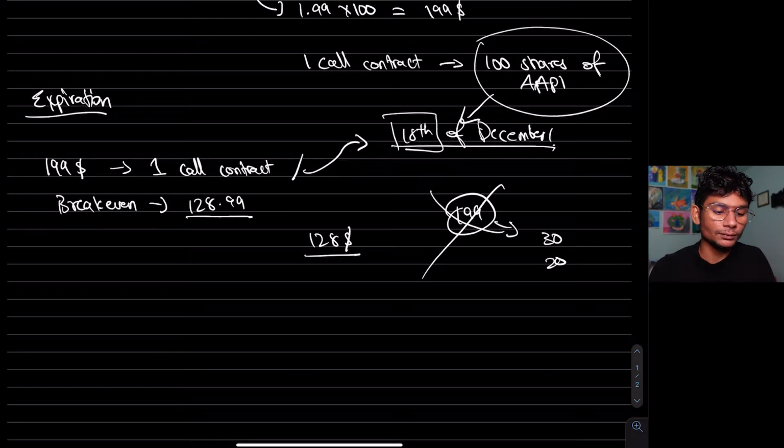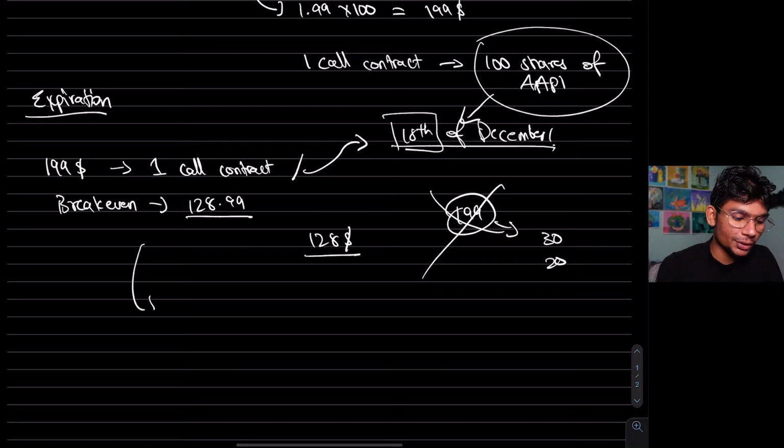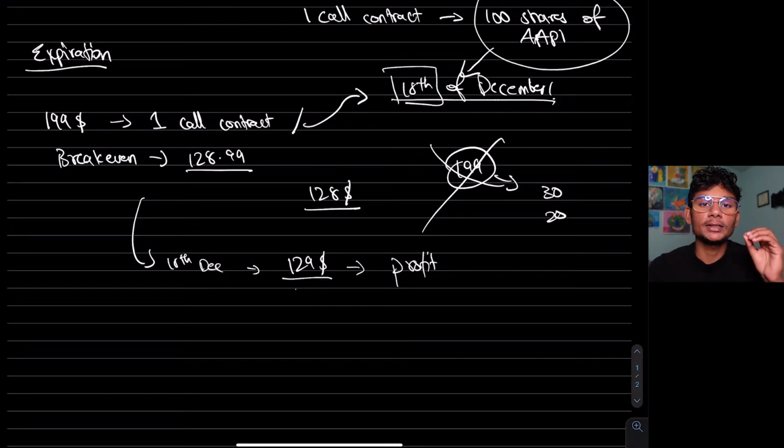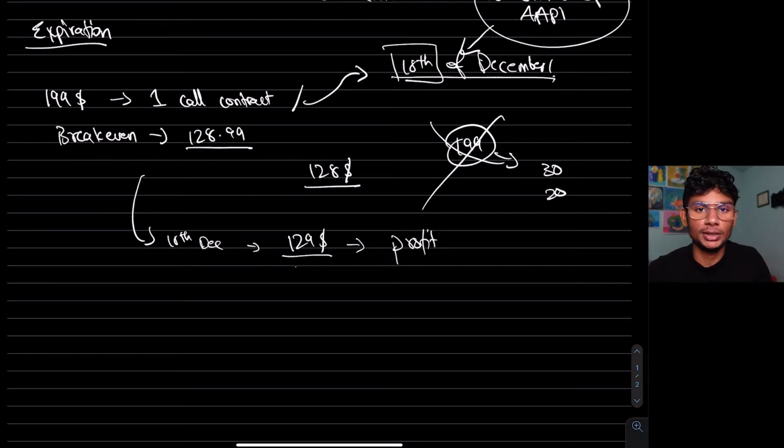you're gonna lose all of it. Now, second scenario is, let's just say on the 18th of December, the Apple stock price ends up being $129, okay, which is great. Since it's a call option and the stock price is above 128, you'll be getting profit. You'll be making money. I can't say for sure how much, but you will be making money. And the reason we don't want to let these expire is because of specific things that happen during expiration date.